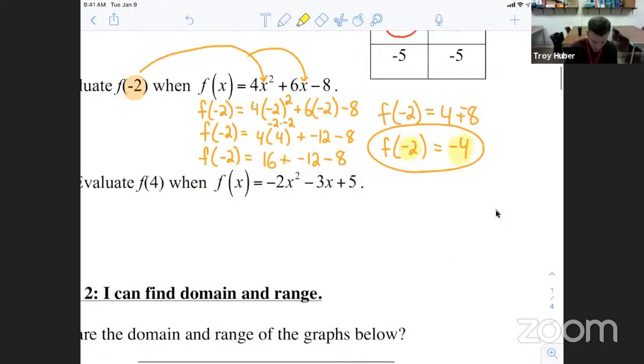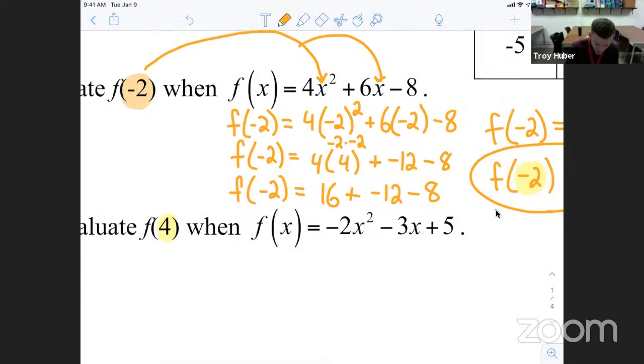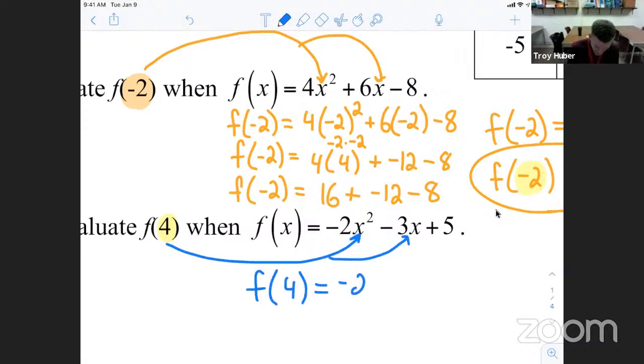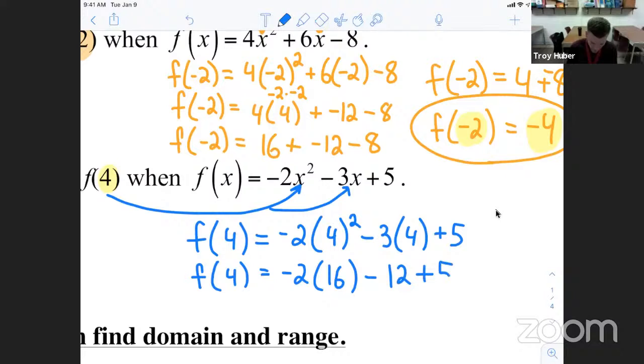All right, let's try one more like that. In this one, we have f of 4. So now I want to plug, let's do it in blue this time, 4 in for my x values. So I have f of 4 is equal to -2 times 4 squared minus 3 times 4 plus 5. So f of 4 is equal to -2 times 16, since 4 times 4 is 16, minus 12, since 3 times 4 is 12, plus 5.